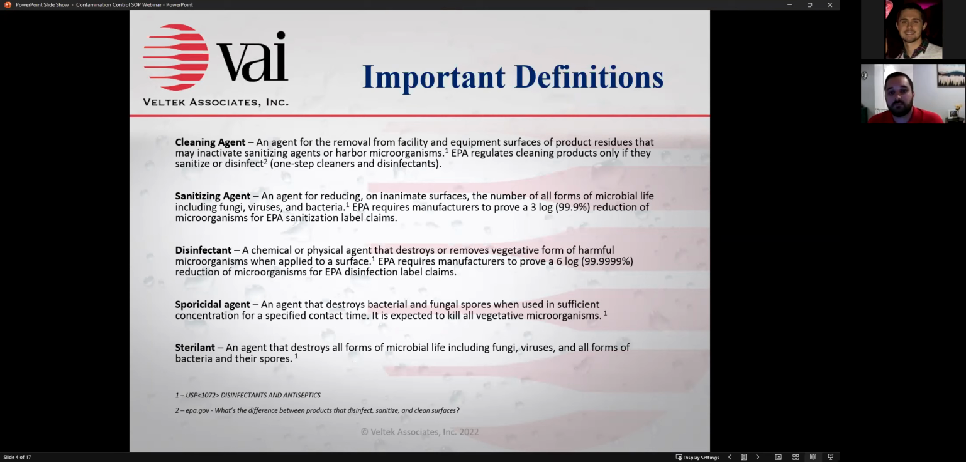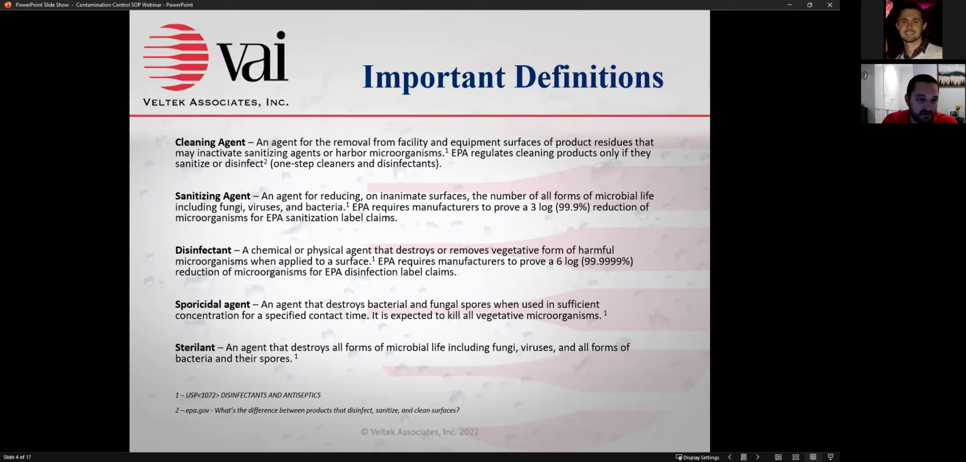So we have some important definitions. There are more of them than this, but these are the ones you'll see more often when you're looking through these products to implement into your contamination control program inside of a clean room, a classified area.